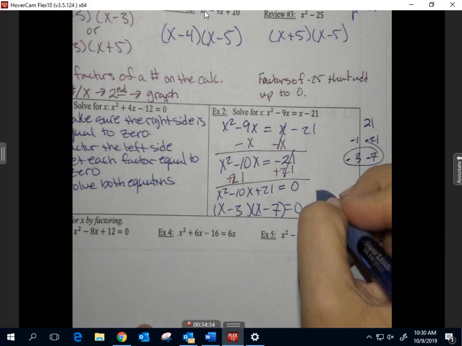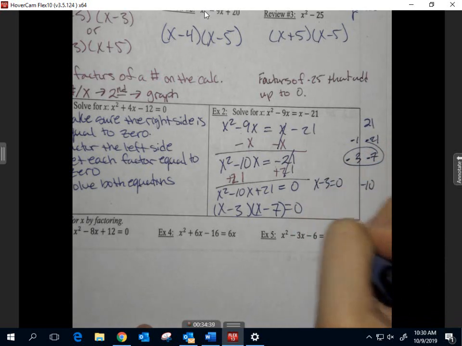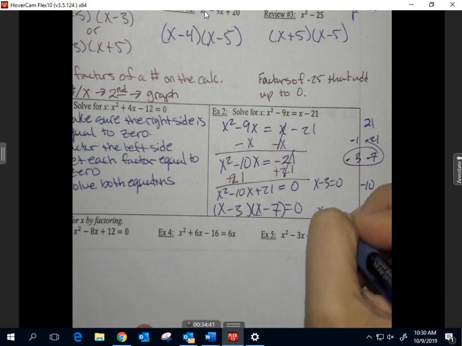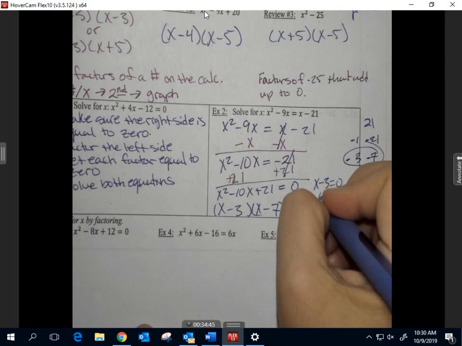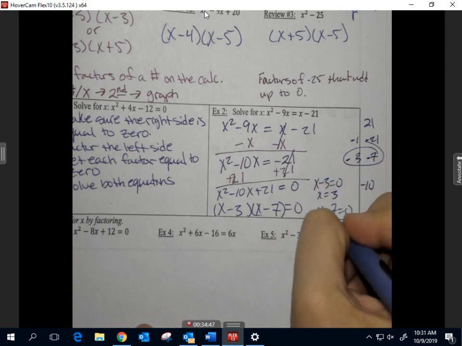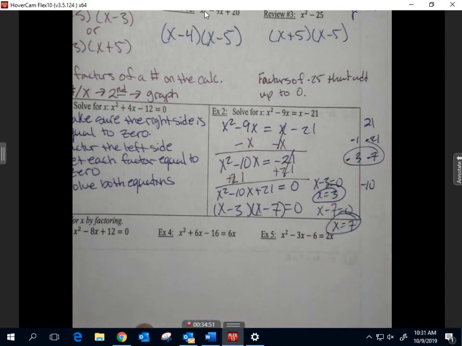So I'm going to set them each equal. x minus 3 equals 0, and x minus 7 equals 0. x is going to equal 3, and x is going to equal 7. Those are my solutions.